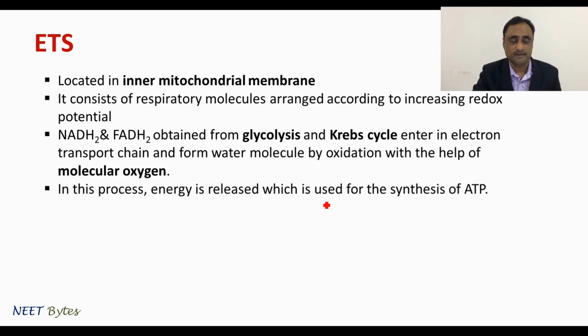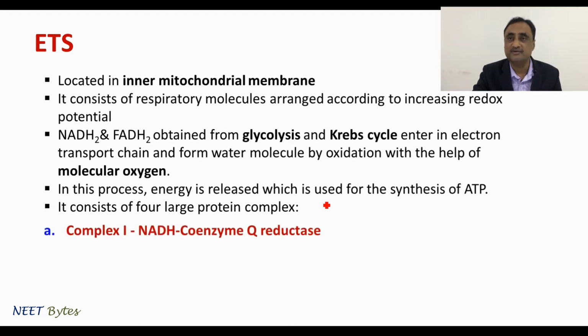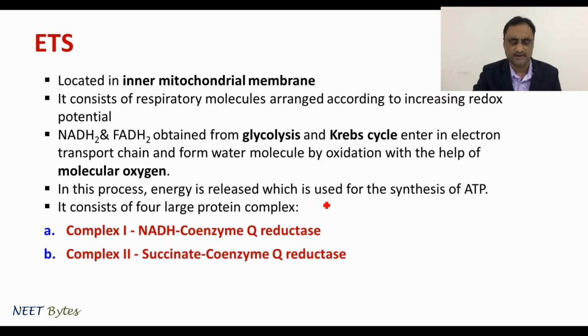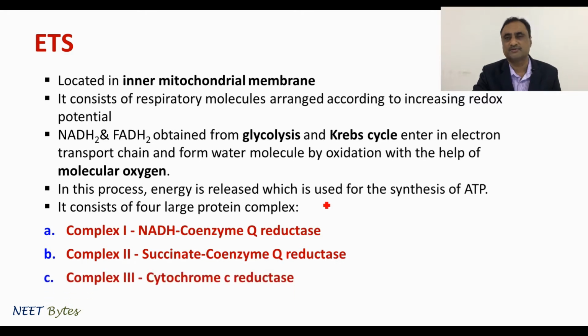So if we fractionate the inner membrane of mitochondria, altogether we can get 4 complexes. They are complex 1, which we call NADH coenzyme Q reductase; complex 2, that is succinate coenzyme Q reductase; complex 3, that is cytochrome C reductase; and complex 4, that is cytochrome C oxidase. All these 4 complexes participate in the entire process.